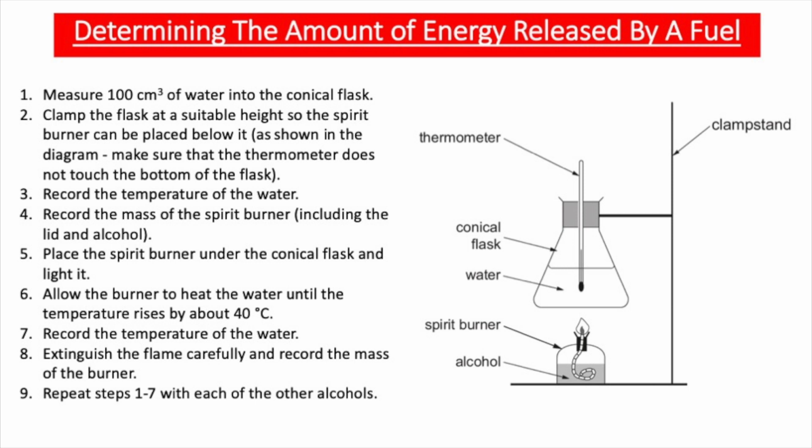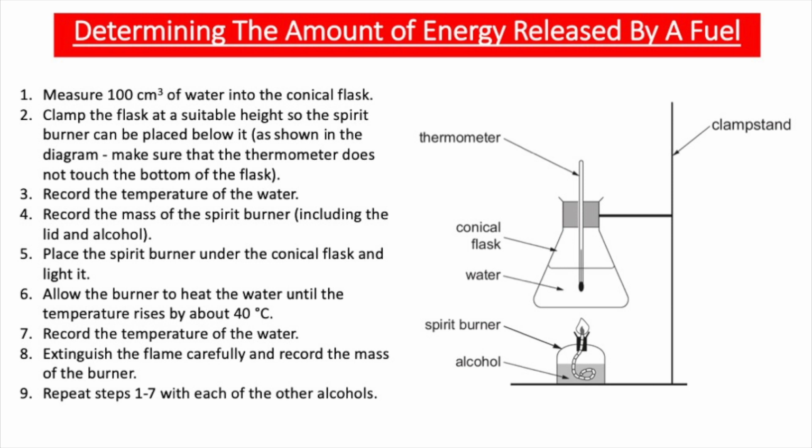Use a thermometer to do this. Now, after measuring the temperature of the water, you then have to measure the mass of the spirit burner containing the fuel. So you would weigh your spirit burner, which contains your fuel, your alcohol or your liquid alkane, whatever you're using in the experiment, and then you place the spirit burner under the conical flask and you light it.